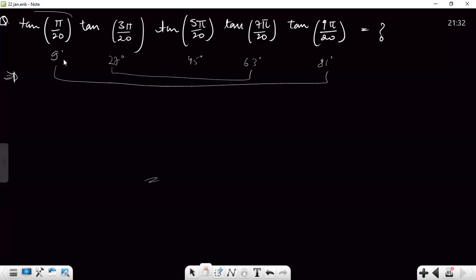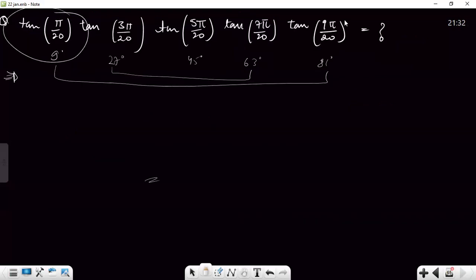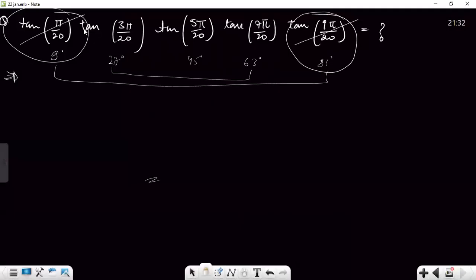So the product of tan of 9 degrees and tan of 81 degrees is 1, so that cancels. Tan of 27 degrees into tan of 63 degrees, the product is 1. Cancelled. What is left is tan of 45 degrees, which is also 1. So the final answer is 1.